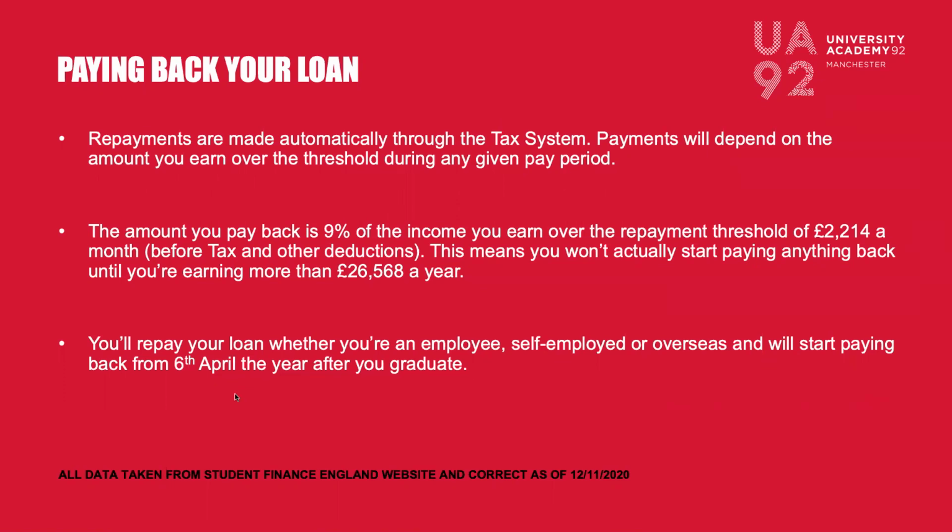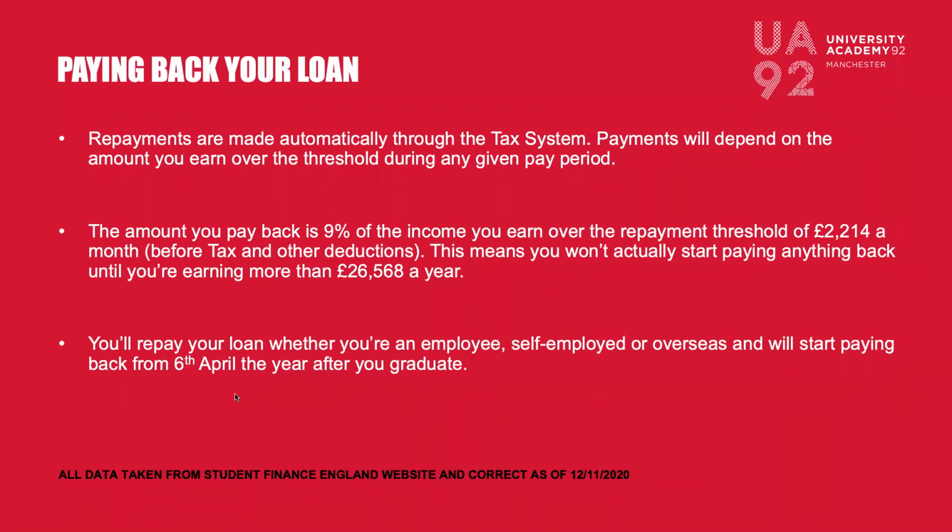So the amount you pay back is 9% of your income you earn over the repayment threshold of £2,214 a month. That's before tax and other deductions. So that means you're not actually going to start paying anything back until you're earning more than £26,568 per year. Once you're over that threshold, that's when you start making repayments, but you're only repaying money back that is over that threshold. So we've got an example for you in a second.